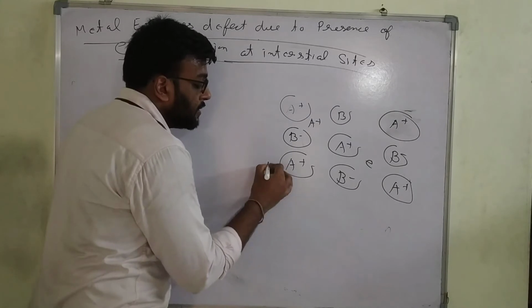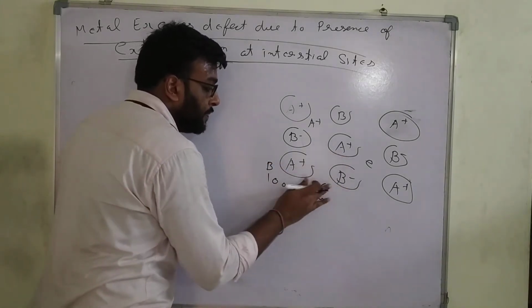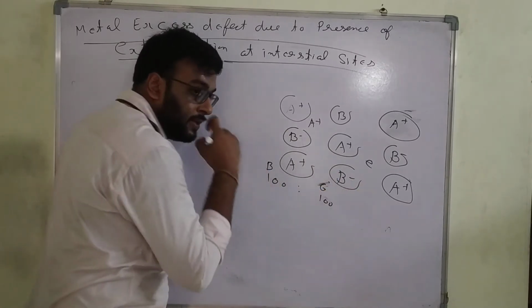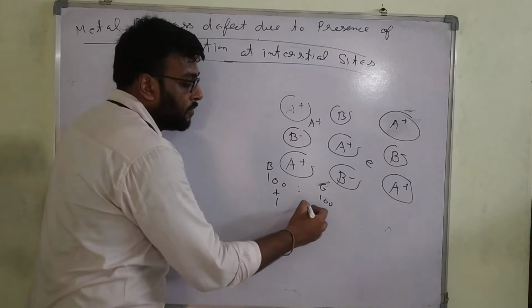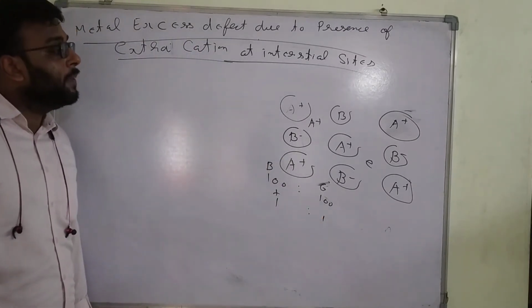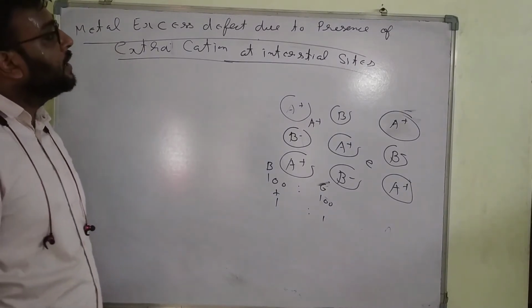Suppose I give an example of this. Suppose in a class there are 100 boys and 100 girls. Due to any reason, one boy is added. To balance that, one girl also comes. What happened? Metal excess defect due to presence of extra cation at the interstitial site.